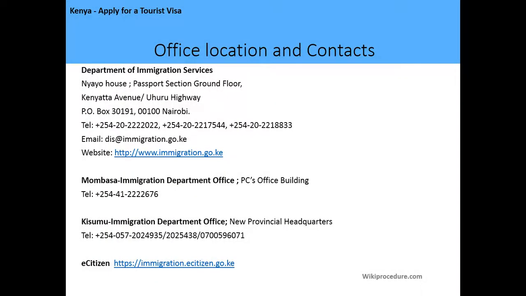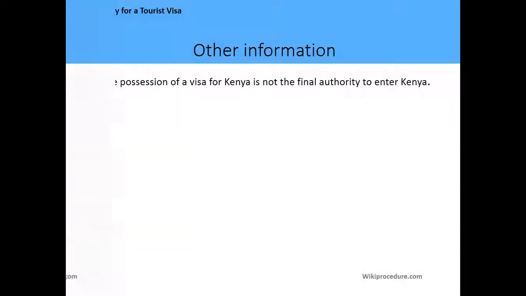Office location of the Department of Immigration Services: they're at Nyayo House. You can visit them through their website, www.go.ke. Nyayo House is in Nairobi, Kenya. In Mombasa, they are located at the PC's office building. In Kisumu, they are at the new provincial headquarters, and their online platform is immigration.ecitizen.go.ke. Other information is that possession of the visa is not the final authority to enter Kenya.